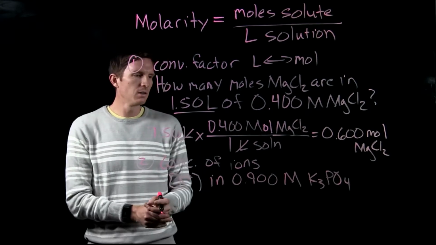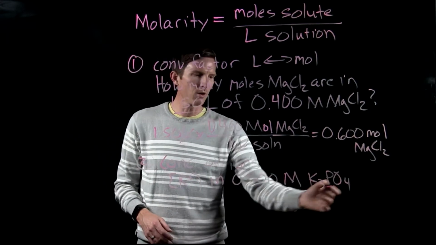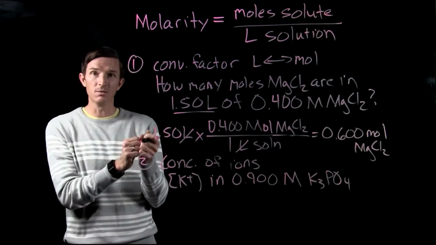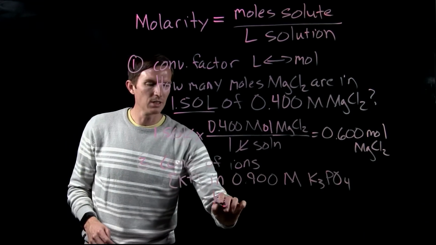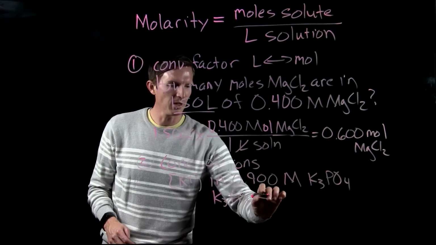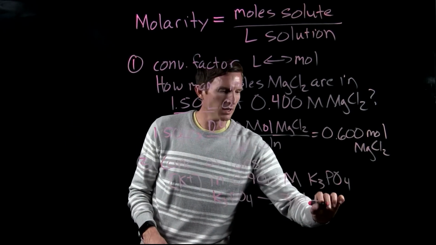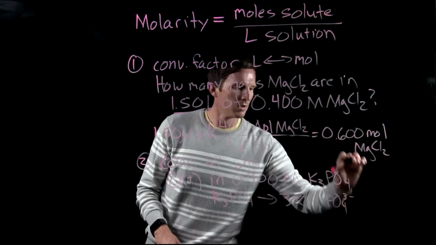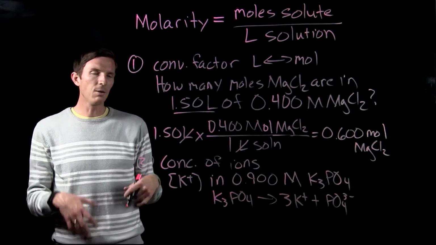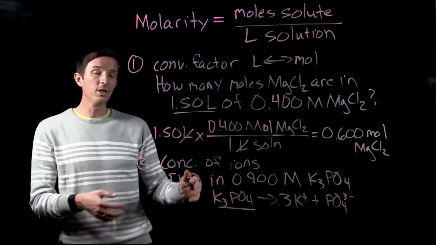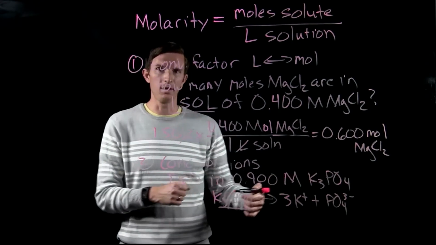Okay. So what are we trying to do? We have a concentration of the overall compound. Now we know potassium phosphate is not going to stay stuck together as potassium attached to phosphate. Potassium phosphate is going to break apart into 3 potassium ions and a phosphate ion. So for every single potassium phosphate, we get 3 potassium ions.